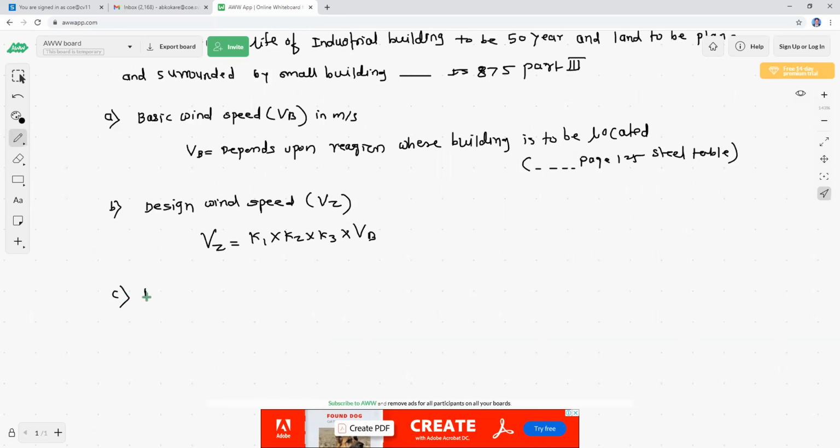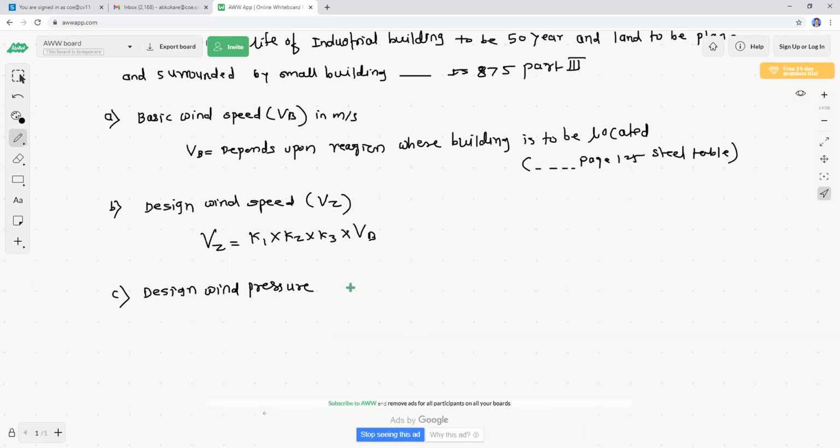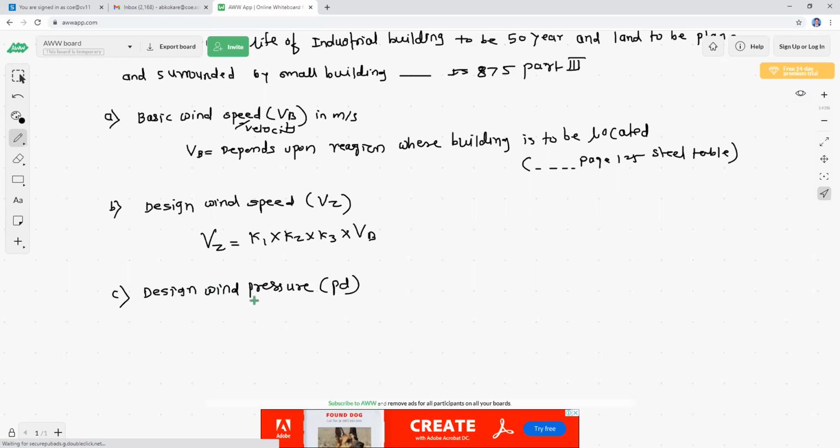Now see, design wind pressure. That is PD we have to find out. We first found the wind speed. From basic wind speed we have calculated design wind speed, and instead of speed we can write velocity also. We can say basic wind velocity here. Then from this velocity we calculate design wind speed Vz, and from this Vz we can now calculate design wind pressure, the actual wind pressure coming on our industrial shed.